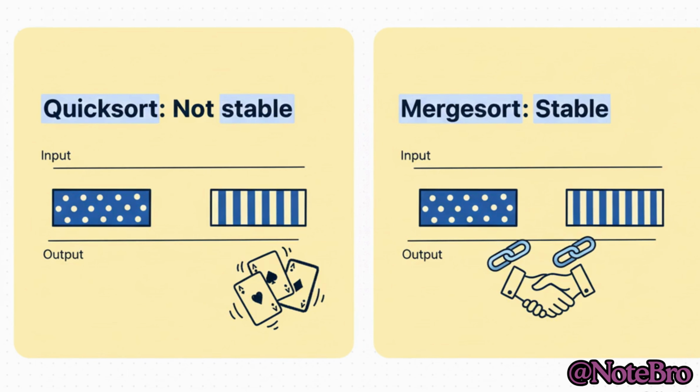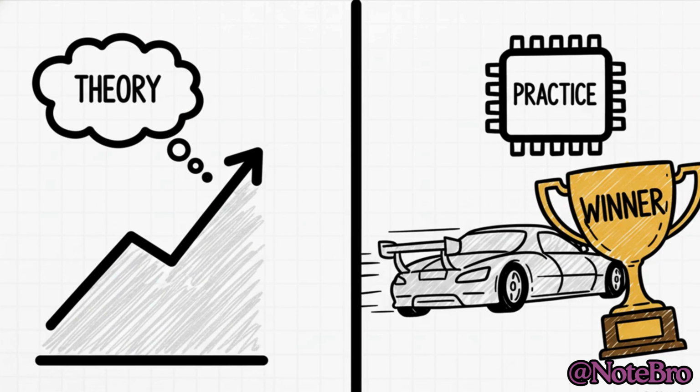But MergeSort does have one very important advantage. It's what we call a stable sort. All this means is that if you have two equal items in your list, a stable sort guarantees they'll end up in the same relative order. Quicksort makes no such promises. It might swap them. For certain jobs, like sorting a spreadsheet first by one column and then another, that stability is absolutely critical.